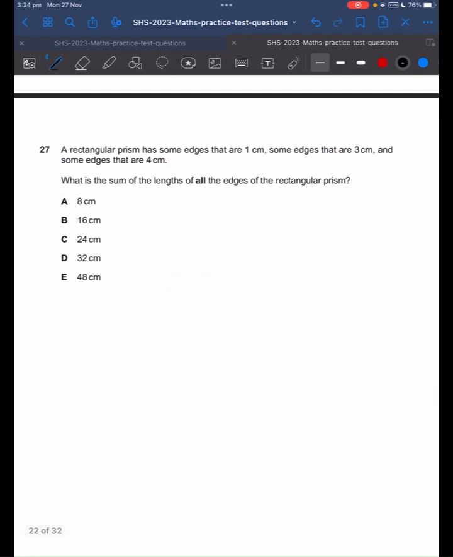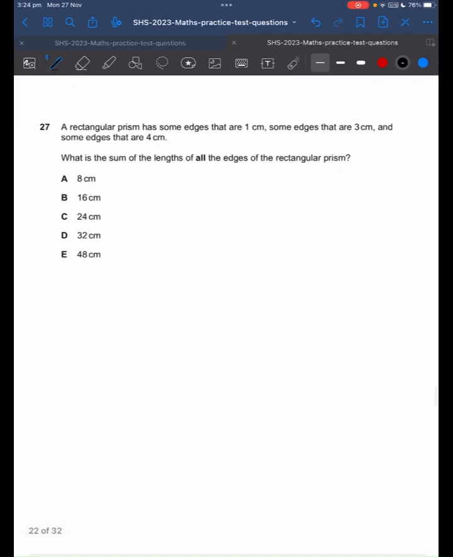Now question 27. A rectangular prism has some edges that are 1 centimeter, some edges that are 3 centimeters, and some edges that are 4 centimeters. What is the sum of the lengths of all the edges of the rectangular prism?